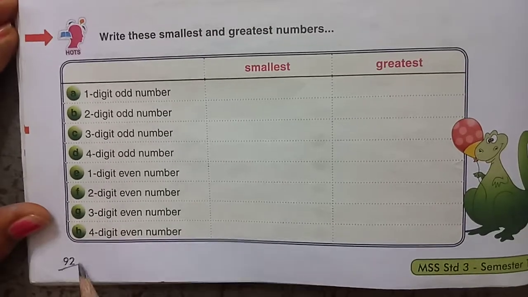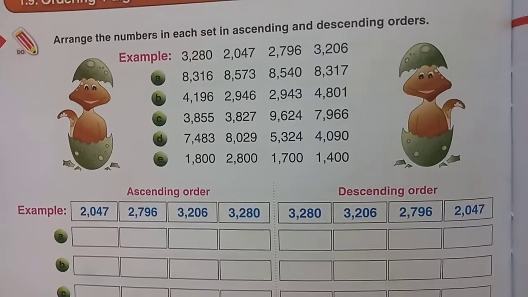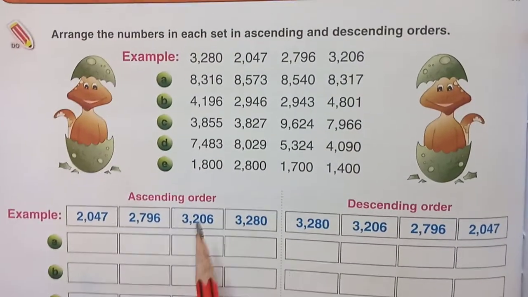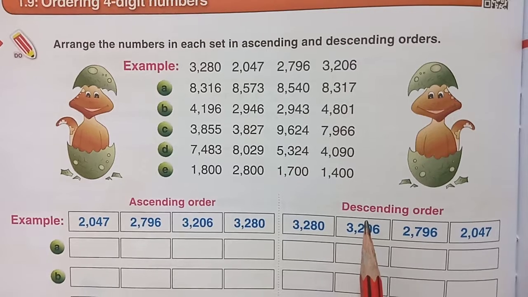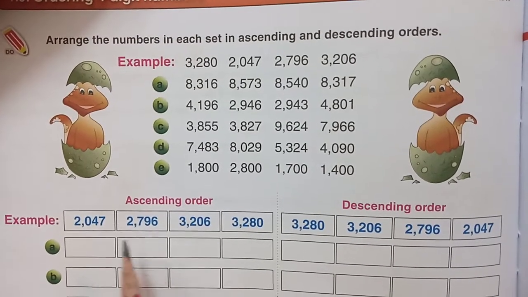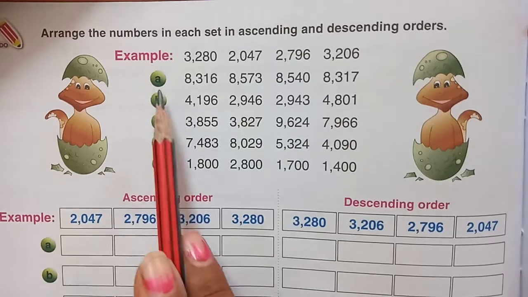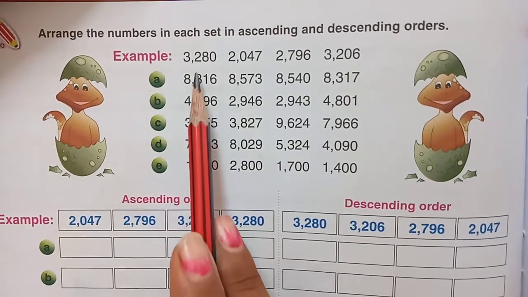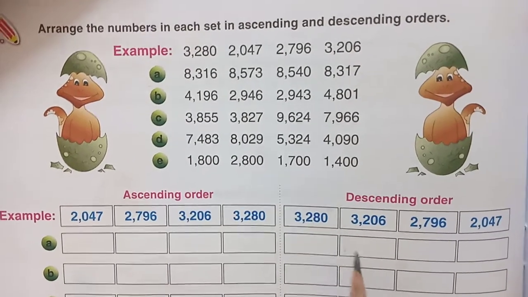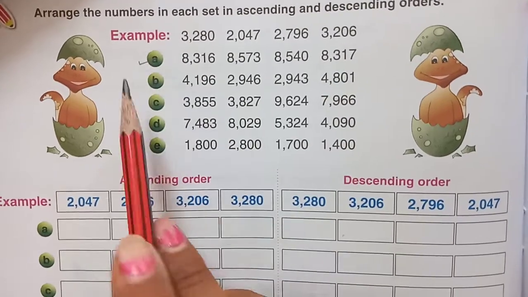See children, page number 92. This we already learned. Arranging the numbers from smaller to bigger is ascending, bigger to smaller is descending. First example we already learned on the board. Question number A. These are the questions. We have to arrange these numbers in ascending and descending order. First I will teach you A1.